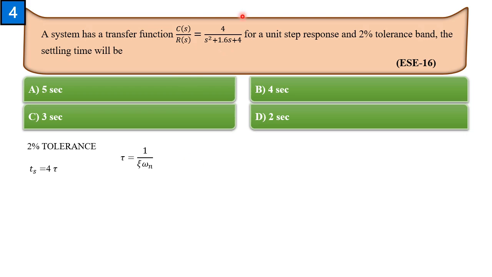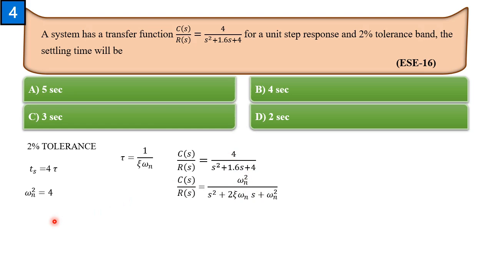So we can find out by comparing this with our standard transfer function. So this is our transfer function and this is our generalized transfer function. So omega n square, as we can see, is 4. So omega n will be 2 and 2 zeta omega n is 1.6. So zeta omega n is 0.8. And we require the value of zeta omega n only here. Okay, so we'll not solve it further and we'll find the time constant from here only.